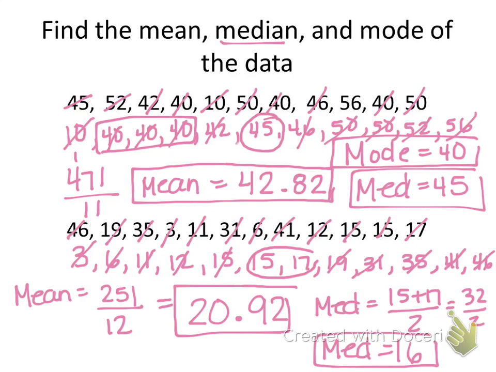Okay, now let's look for my mode. What's the number that's listed the most? Well, I have 2 15s here. Any other number that's listed twice? Nope, so my mode has to be 15.